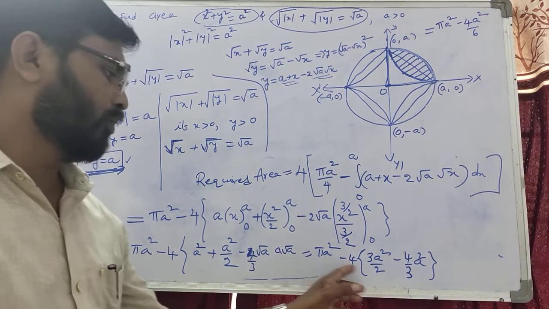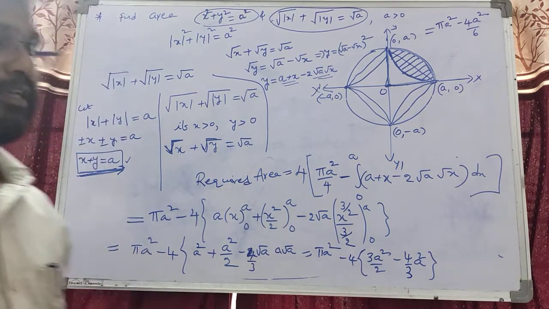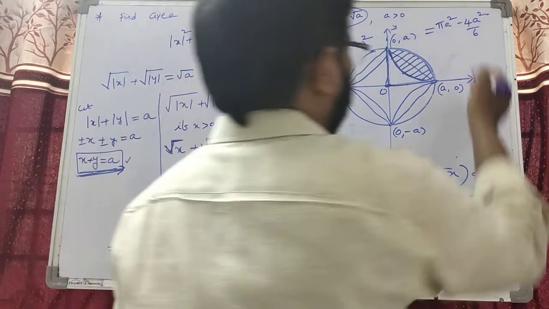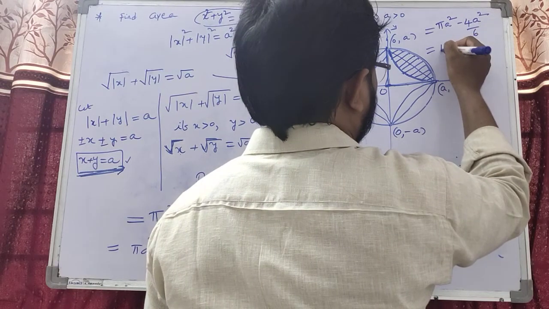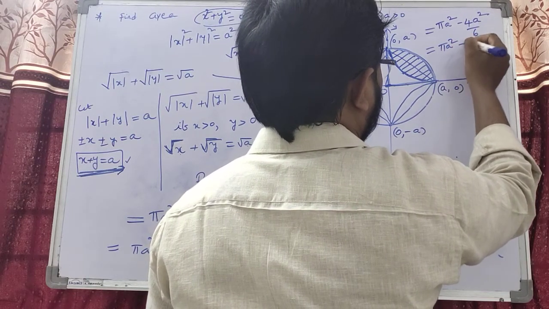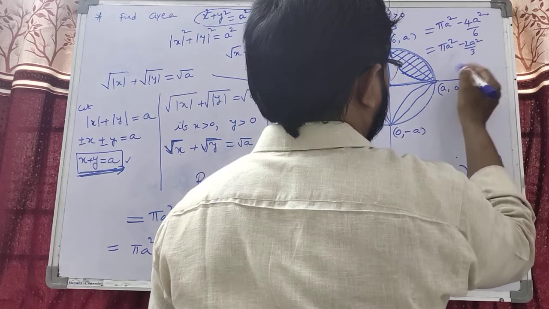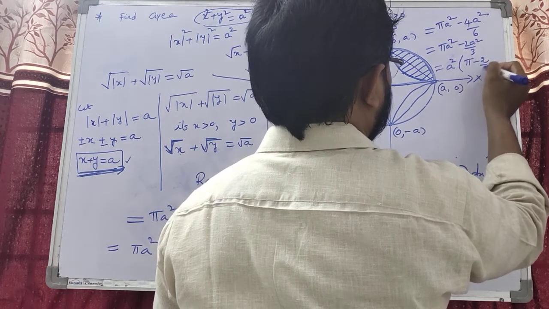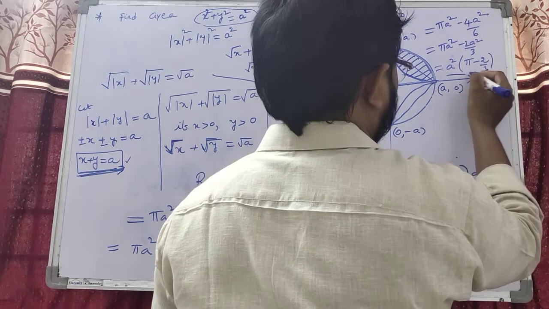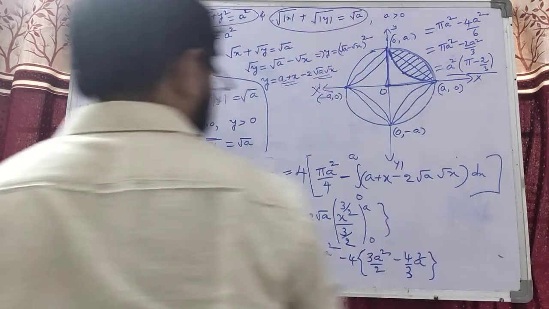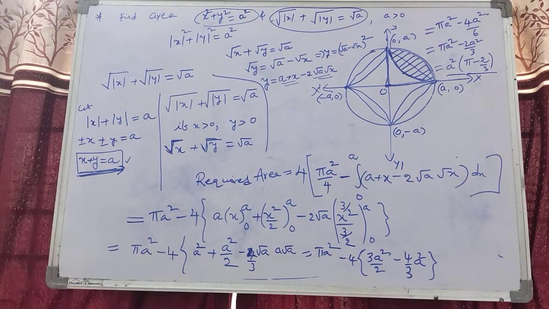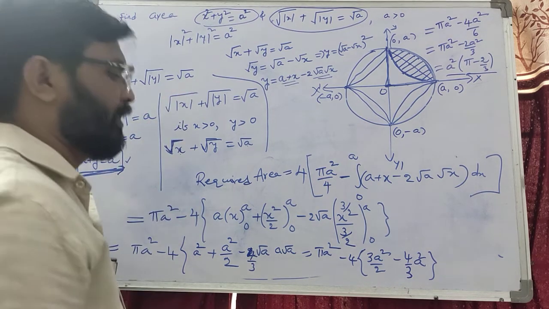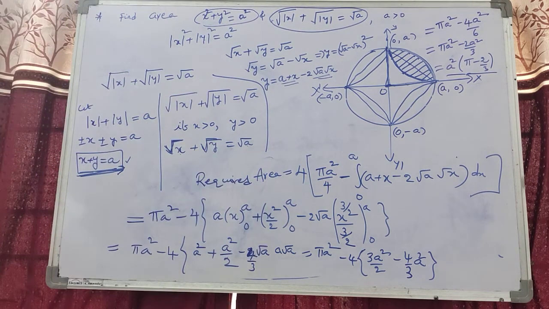Therefore here is 4, this is 6, 9 minus 8. Therefore, students, we can divide by 2. Here it cancels with 2, pi a square minus 2a square by 3. When you take the common a square, we get a square into pi minus 2 by 3 square units. This is the required solution. Yes, a square into pi minus 2 by 3 is our required area.